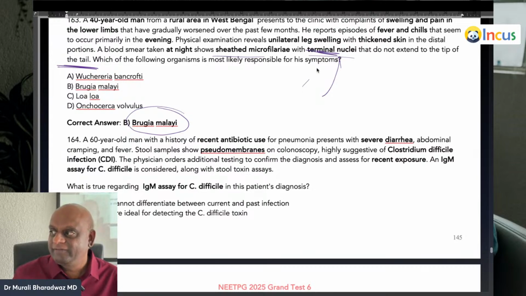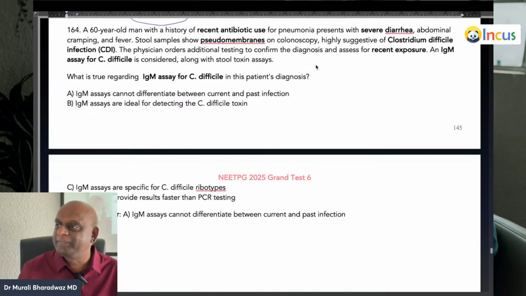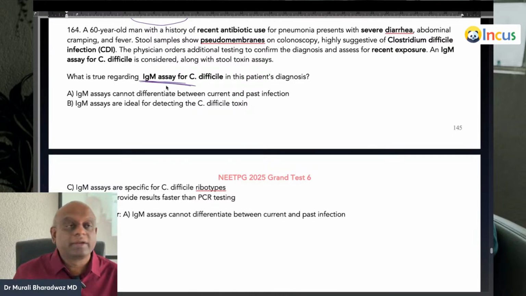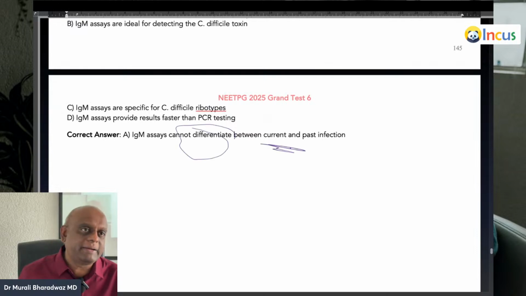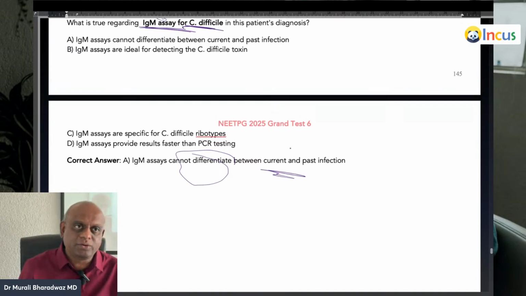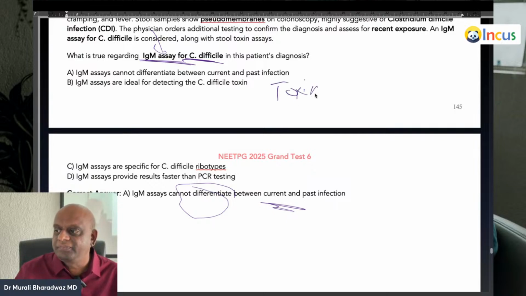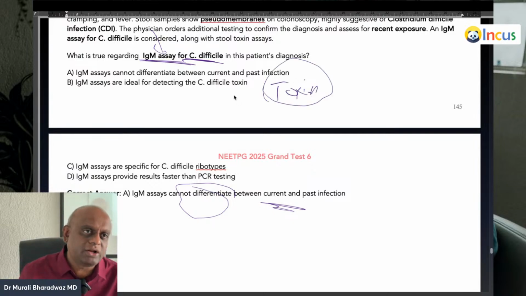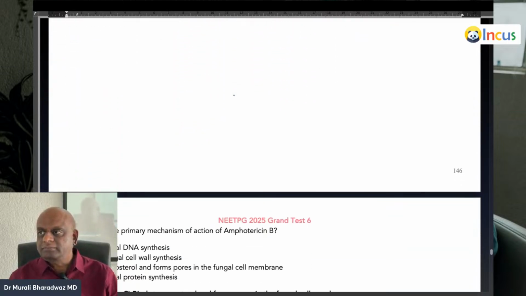Yes. I'll check this part, that's a valid point. So, regarding IgM assay in Clostridium difficile, IgM assays cannot differentiate between current and past infection. That's the reason the only way is toxin analysis that we need to do. No serological diagnosis for Clostridium difficile.